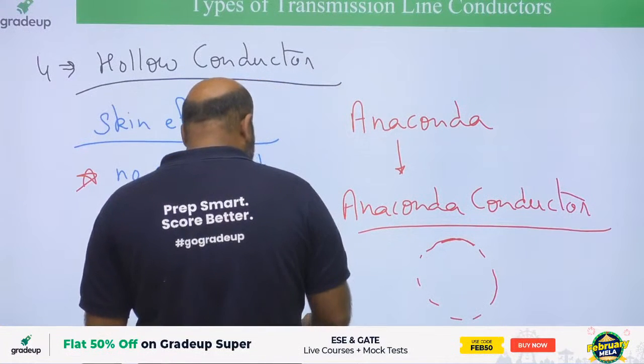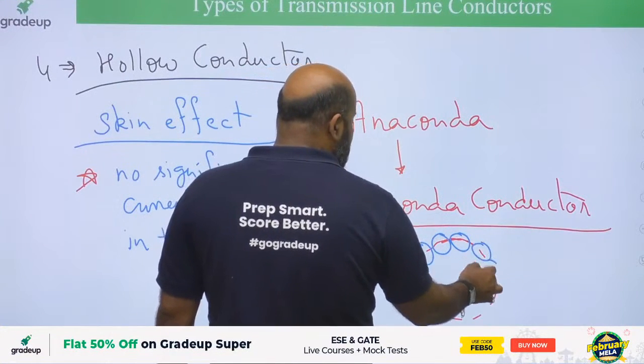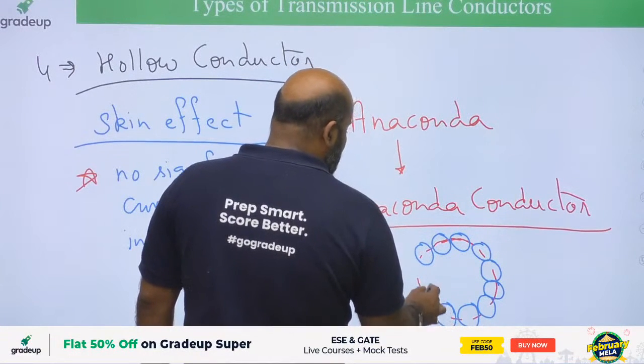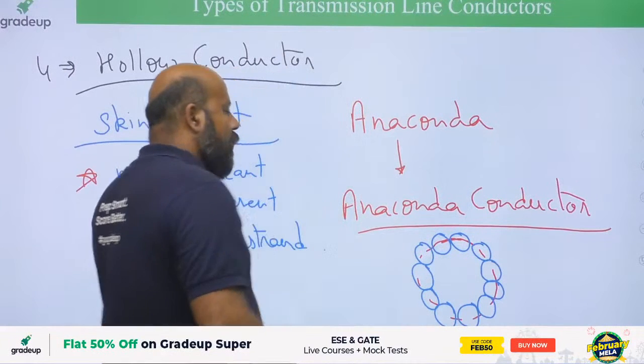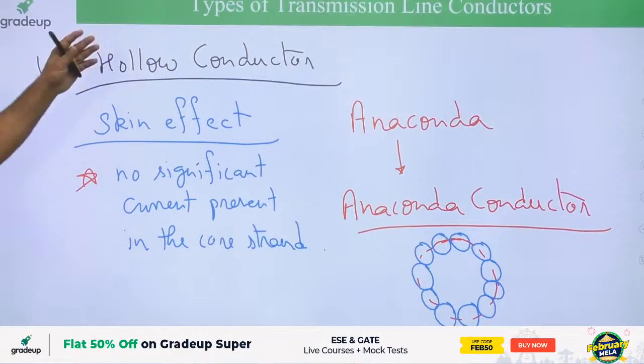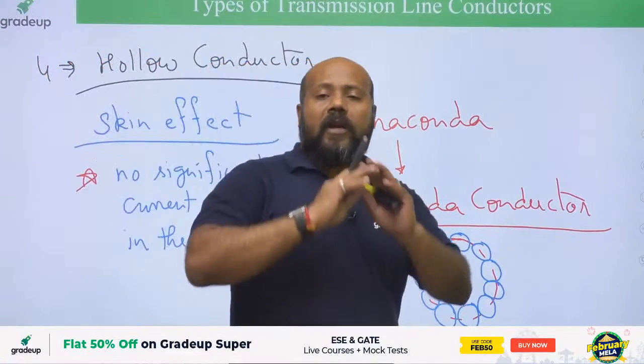At the periphery of this, a number of strands are used in such a way that if no significant current is present in the core, the hollow conductor can be used so that there is a saving in the material. And this is the story about the types of transmission line conductors. So this is the complete story.